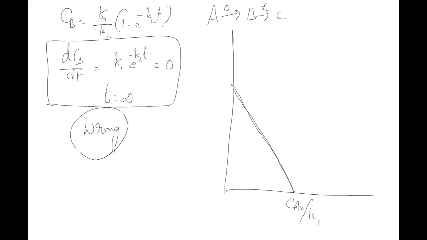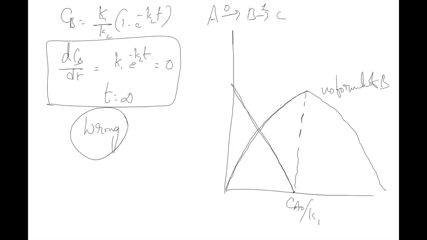Go to integral analysis. So your B increases up to this point. Later on, why does B decrease? Because there is no formation of B from this point onwards. So B increases up to this point, and it reaches a maximum when t becomes CA naught by K1.